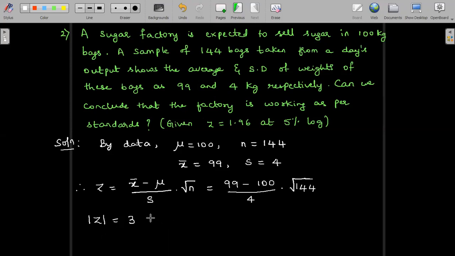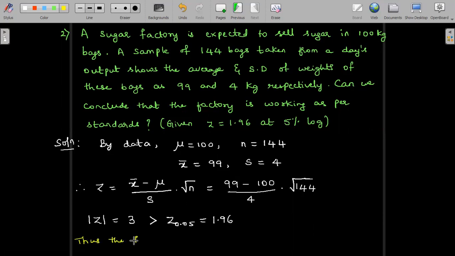The calculated value is greater than the table value, that is Z at 0.05, which is 1.96. Calculated value is 3. Table value is Z 0.05, which is 1.96. So since the calculated value is greater than the table value, we reject the hypothesis. So here the hypothesis can be easily assumed as the factory is working as per the standards. So now we conclude that the factory is not working as per standards.